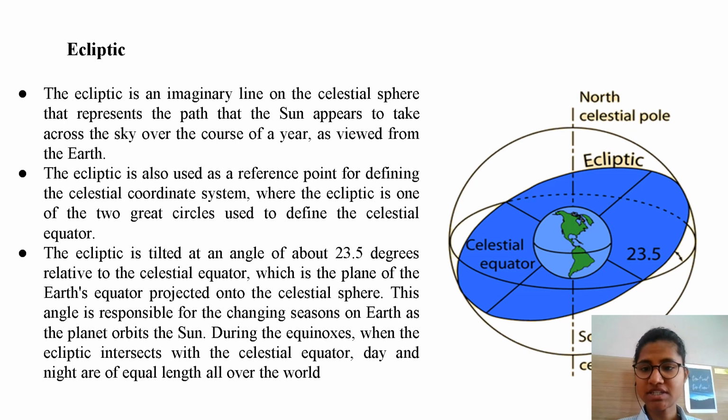In this diagram, you can see the north celestial pole, the ecliptic, and the celestial equator, which is inclined at an angle of 23.5 degrees. During the equinoxes, when the ecliptic intersects with the celestial equator, day and night are of equal length all over the world.